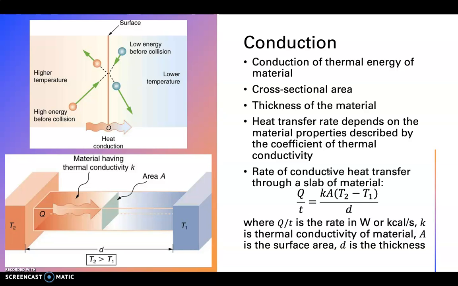Okay, the first one is going to be conduction, and this is going to be conduction of thermal energy of a material. It depends on the cross-sectional area of the material that's in contact with each other and the thickness of the material. So let's look at this figure. We have 2 different substances coming into contact at this surface. So this will then create some kind of surface area where they're touching.